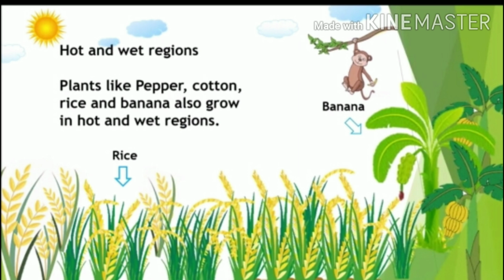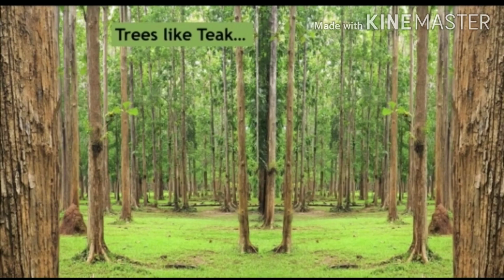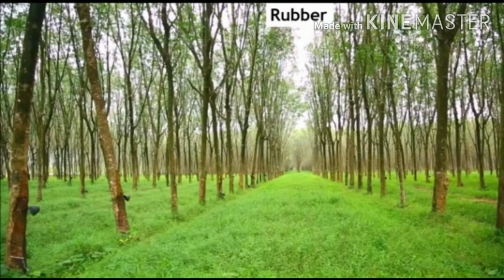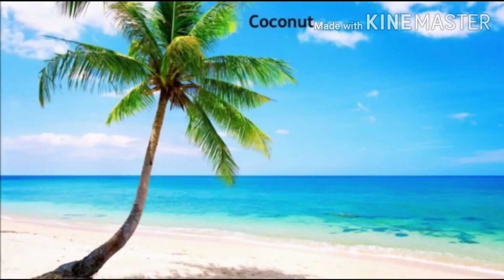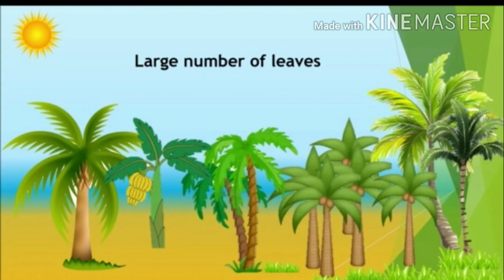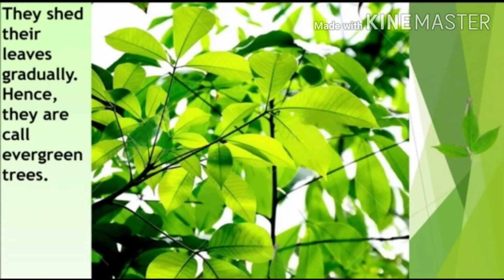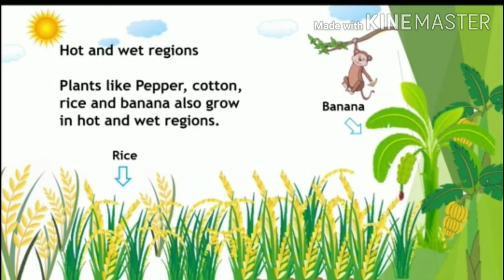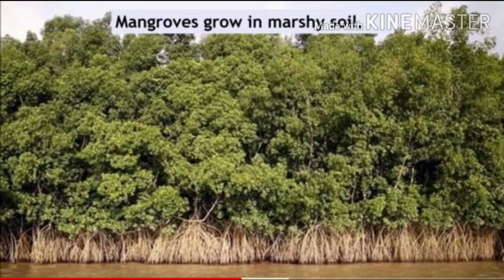Next is plants of hot and wet regions. Trees like teak, rubber and coconut are found in hot and wet regions. These generally have a large number of leaves. They shed their leaves gradually, hence they are called evergreen trees. Plants like pepper, cotton, rice and banana also grow in hot and wet regions.